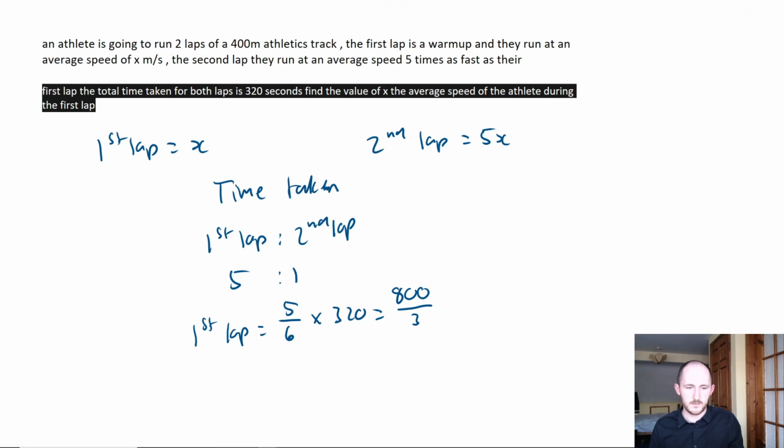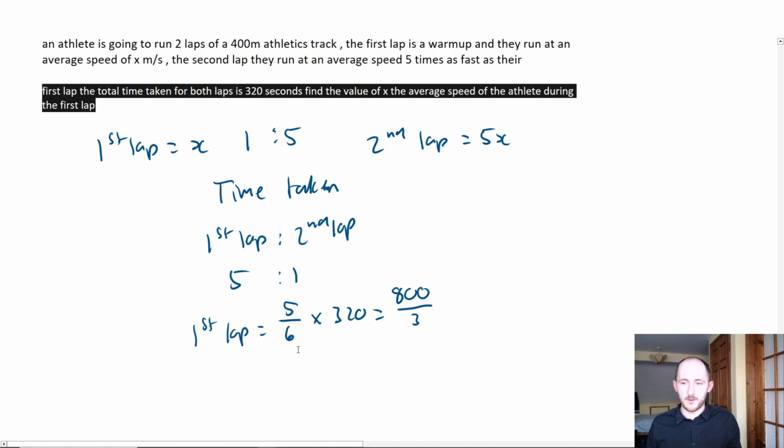Okay, so let me slow down for a second. With the speeds, you guys are right. It's 1 to 5 for the speed. But if you think about it, if I run 5 times faster, then I take 5 times less time, which is why I've swapped around the things. The time taken for the first lap should be 5 times bigger than in the second one, because I'm running 5 times slower.